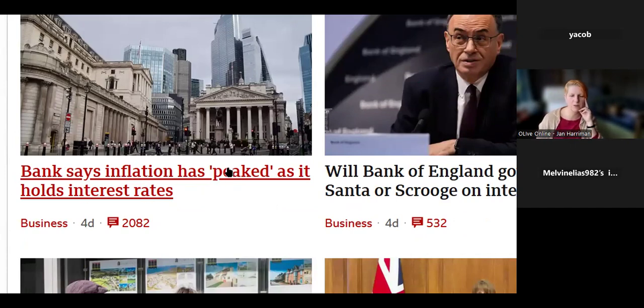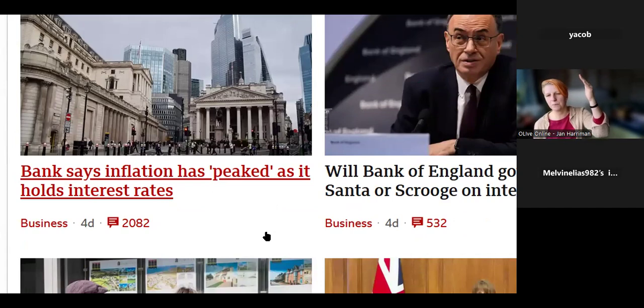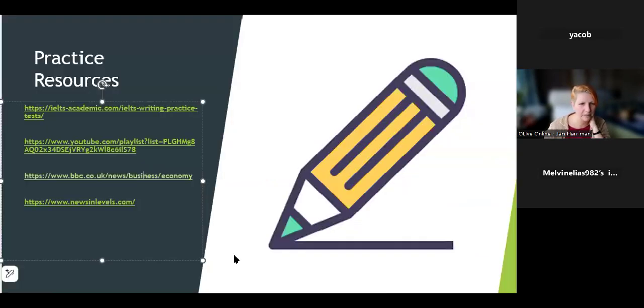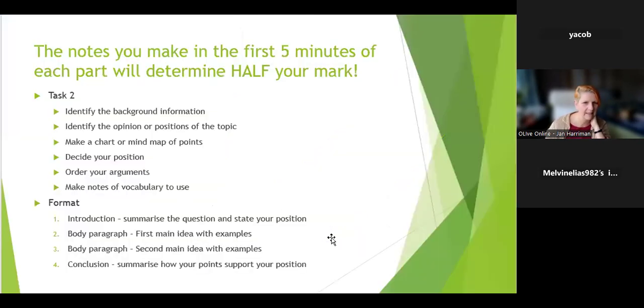So, bank says inflation has peaked. Okay, what does it mean to peak? It means rise to the highest point, from which it will likely fall. So it's a really useful website. That's why I have included it there. All right, the notes you make on all of these, I can't say it enough times, the notes you make in the first 5 minutes will determine half your mark.